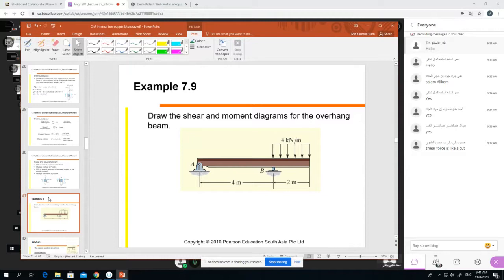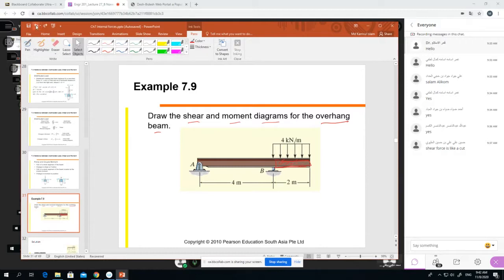Example 7.9. The question will be like this. In the final exam, they will tell you nothing, just tell you to draw the shear and moment diagram for the overhang beam. This is the beam. Overhang means this is the hanging portion. This portion is called the overhang beam.